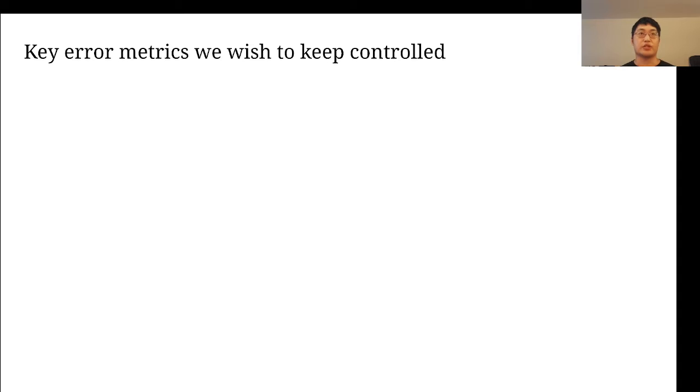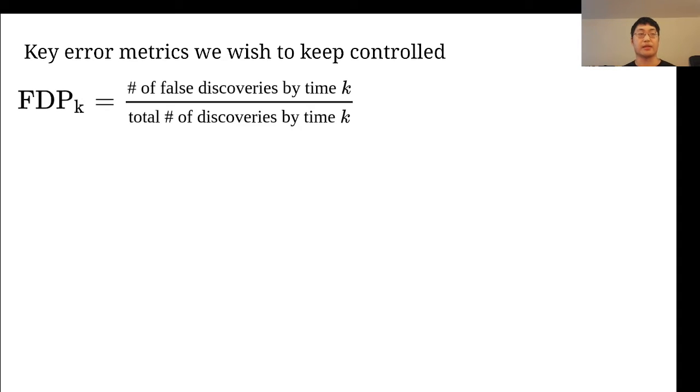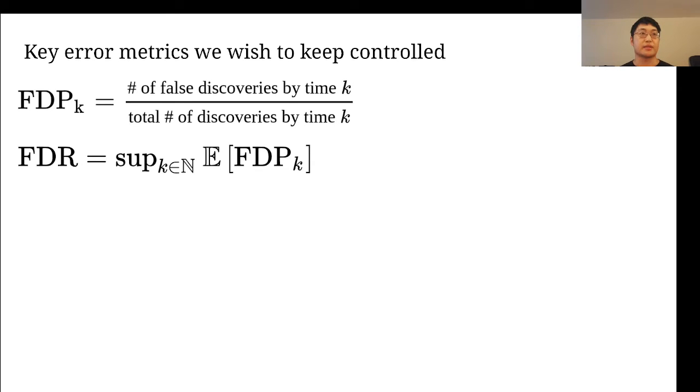The key error metrics we wish to keep controlled in this problem all concern the false discovery proportion, or FDP, which is the proportion of the discoveries we make by time k that are false. So we rejected a null hypothesis instead of a non-null hypothesis. Generally, prior work has looked at the expectation of this value. They've looked at the false discovery rate, FDR, which is the largest expectation of the FDP at a fixed time.